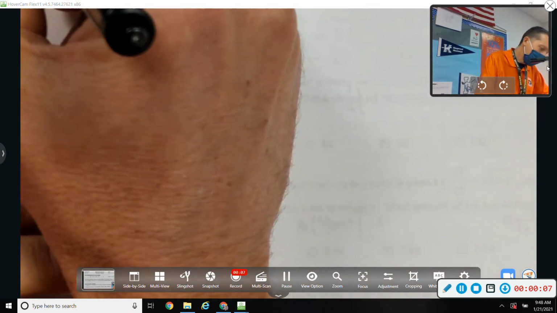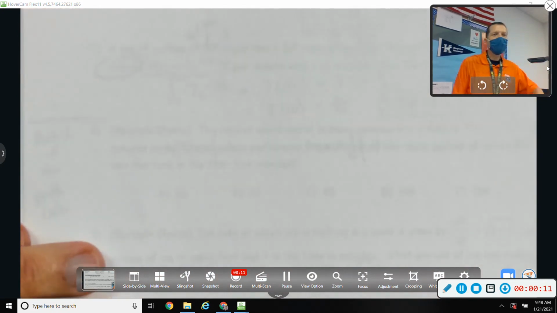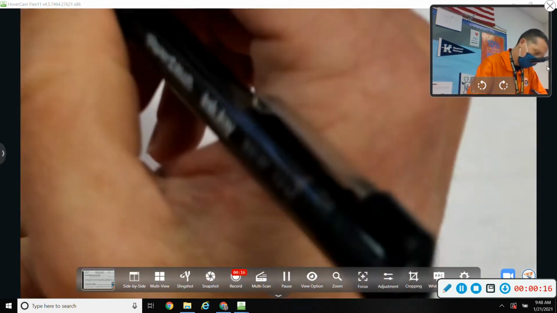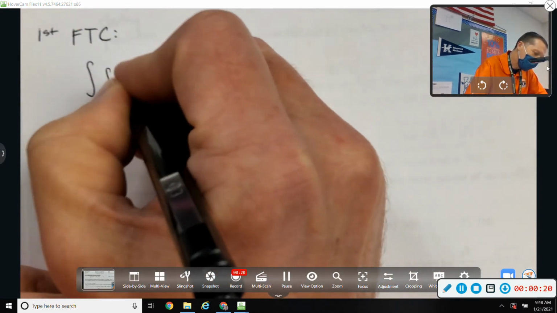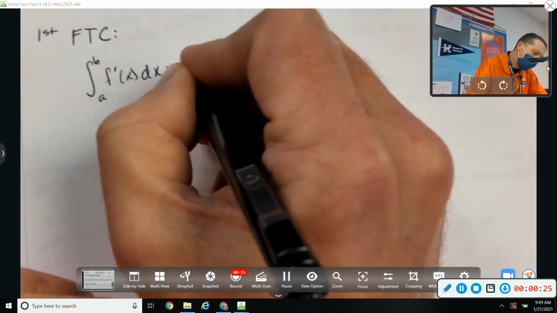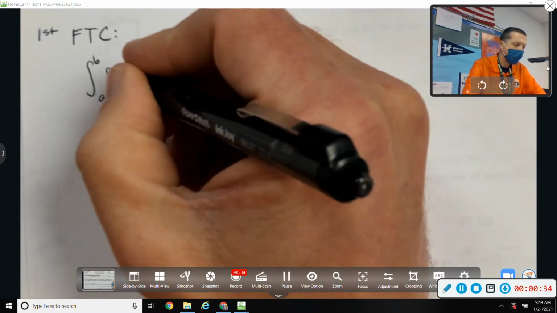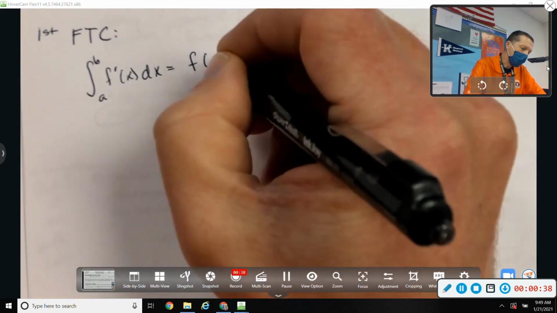Let's first rewrite the first fundamental theorem of calculus, and we'll compare and contrast the two. It was the integral of f prime from a to b. And again, it's like this awe-inspiring fundamental theorem that sure seems to make sense. If you integrate a derivative, you get back to where you started. You get back to the original function.